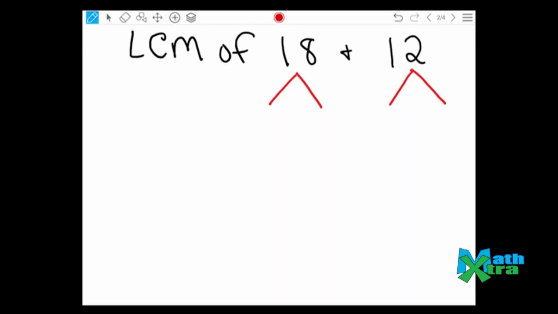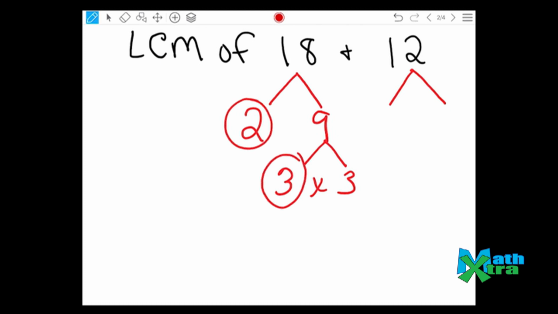Let's take a look. So now we have 18. 2 times 9 is 18. 9 is not a prime number, so we need to break it down a little bit more. Now we have 3 times 3, which equals 9. The prime factorization of 18 is 2 times 3 times 3, okay?